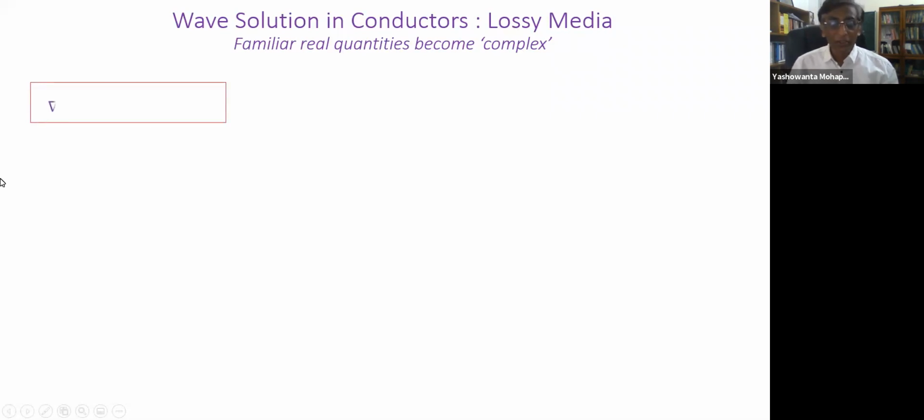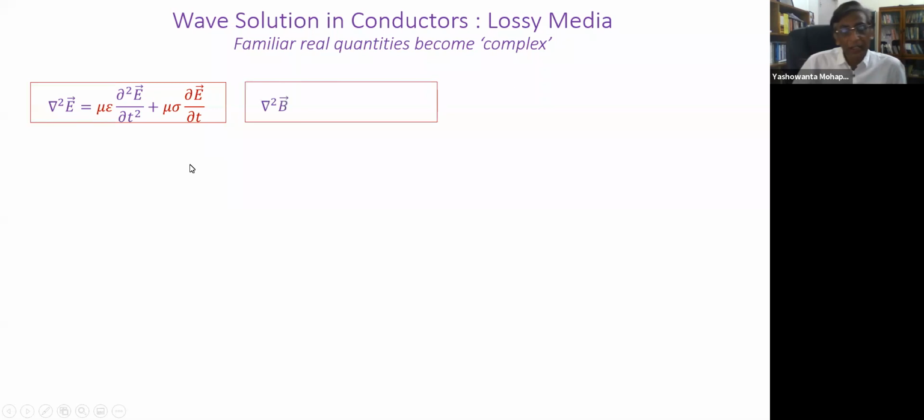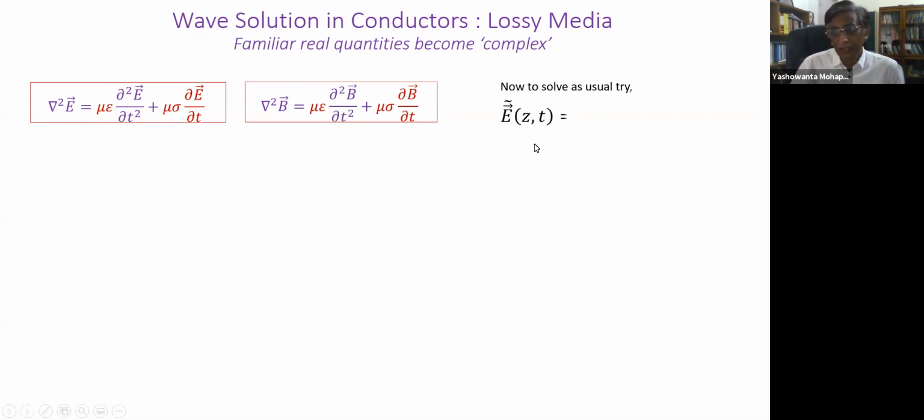Okay, so del square E, I'm writing down again the wave equation. Now, what do we do? We try del square B, the same, I'm rewriting it. Now, try solutions. To solve, as usual, we will try a complex vector. This is the complex vector. This is the amplitude, and of course e to the i k z.